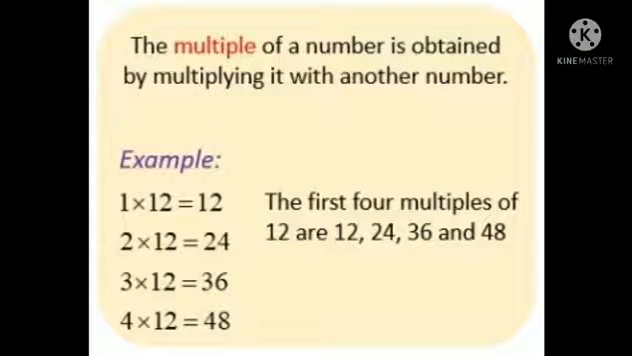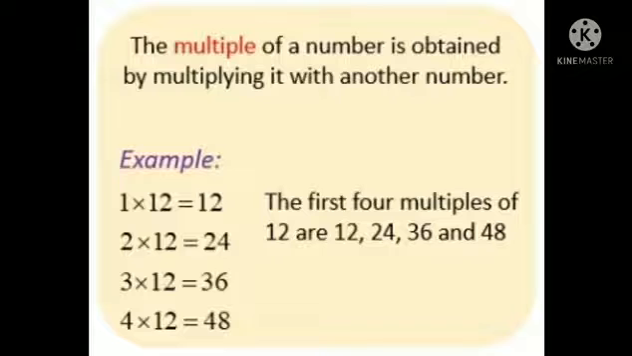Clear? Now let's see what multiples are. Multiple of a number is obtained by multiplying it with another number. In other words, when you are dividing a number and the dividend leaves no remainder, the dividend is said to be the multiple of the divisor.